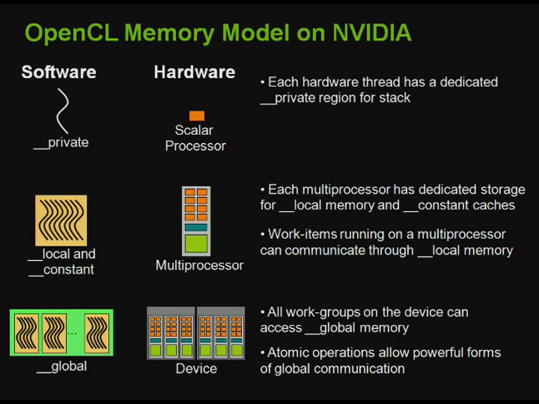There's another direct correspondence with the memory hierarchy that's present in OpenCL, where each hardware thread has a dedicated private memory for its stack. Each multiprocessor, corresponding to a work group, has dedicated storage for local memory and constant caches, and therefore allowing the very high speed, high bandwidth communication through local memory. All work groups on the device can access the global memory, and atomic operations actually allow very powerful forms of global communication and really rich data structures to be used when computing across the entire device. It's a pretty important feature, we think.